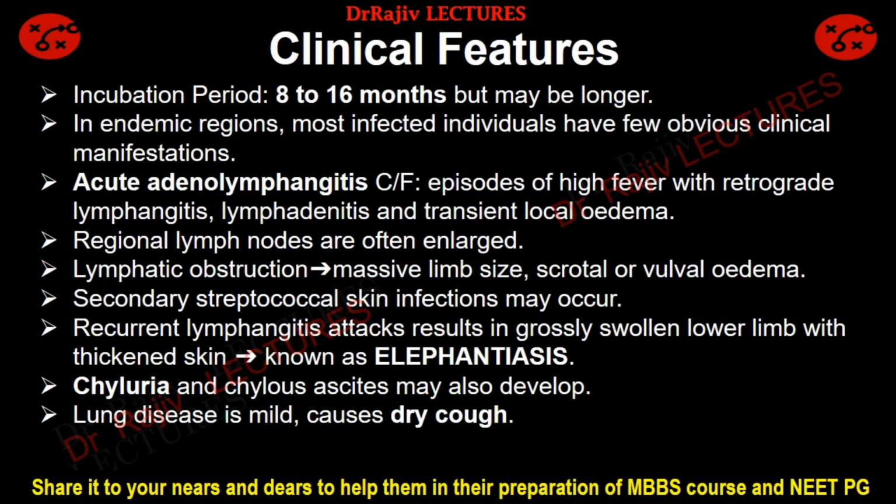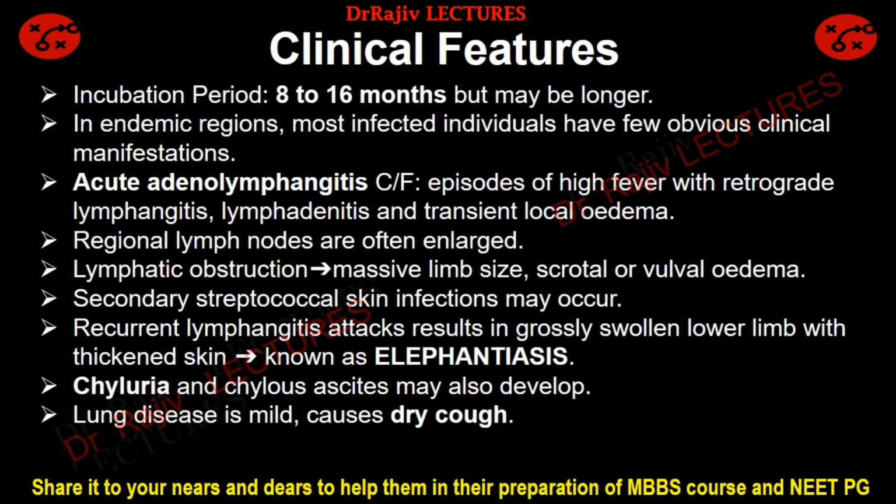Chronic phase begins after repeated acute attacks over several years. Lymphatic obstruction leads to massive lymph size, a scrotal or vulval edema. Obstruction to the subcutaneous lymphatics causes a skin thickening or elephantoid skin. This looks like the peau d'orange appearance of breast cancer. Secondary streptococcal skin infections may occur from time to time, causing cellulitis, weeping shiny skin, and tiny abscesses.